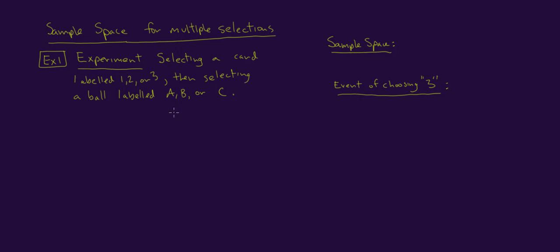Okay, for this question, they're asking us to take a sample space and make it for multiple selections, more than one event happening. So in example 1, let's consider an experiment where we're selecting a card that has either a 1, 2, or 3 on it, and then selecting a ball that is labeled with A, B, or C. So our sample space here is going to have 9 elements in it.